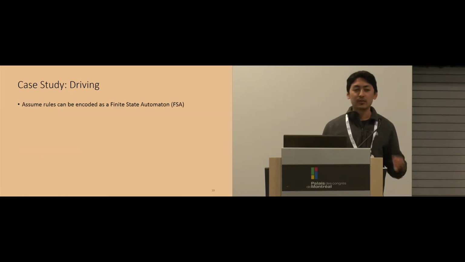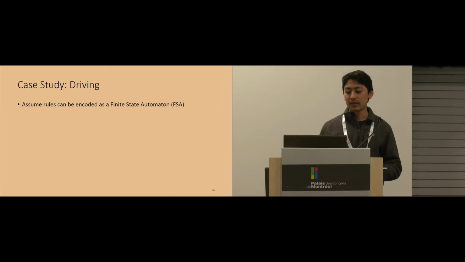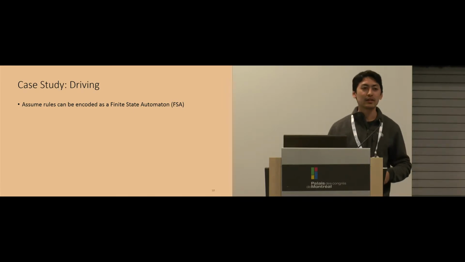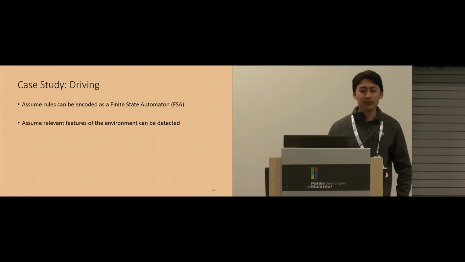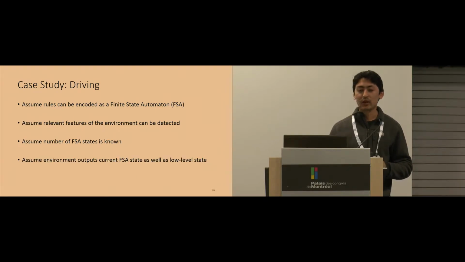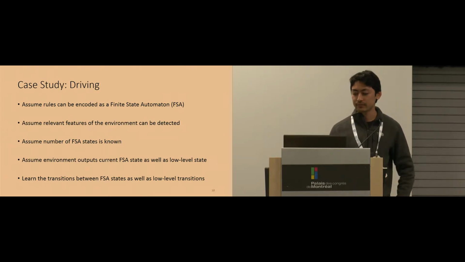So we make a few assumptions. One assumption that we make is that the rules can be encoded as a finite state automaton. We assume that relevant features of the environment can be detected, that the number of FSA states is known, and that the environment outputs the current FSA state as well as the low-level state at each time step. And from this, we want to learn the transitions between FSA states as well as the low-level transitions.